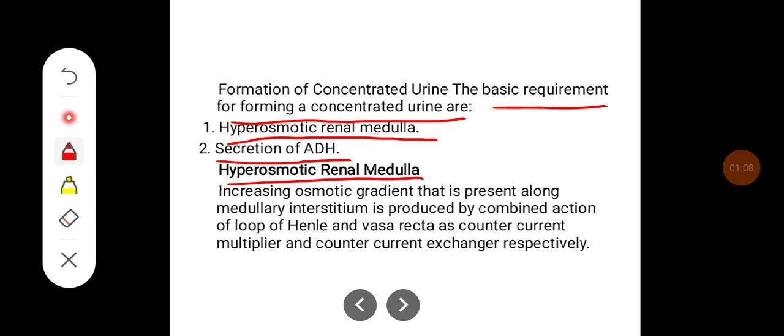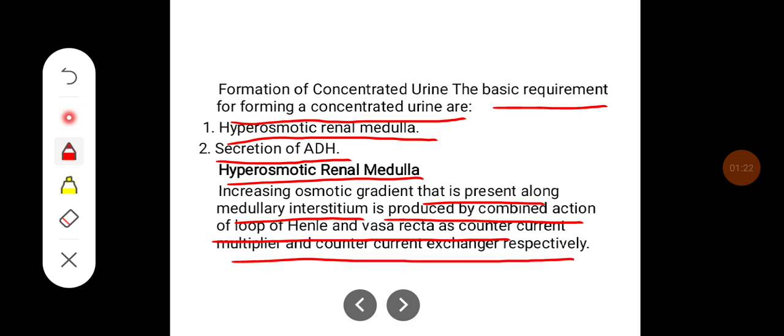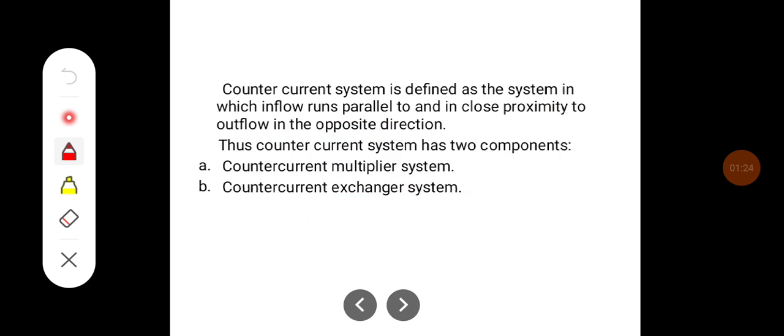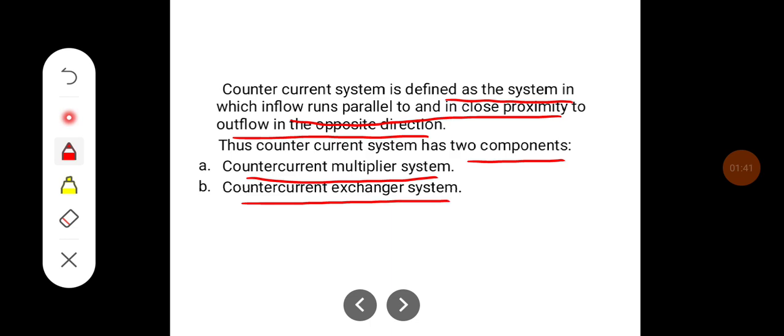Hyperosmotic renal medulla. The increasing osmotic gradient that is present along the medullary interstitium is produced by the combined action of loop of Henle and vasa recta as a countercurrent multiplier and countercurrent exchanger respectively. The countercurrent system is defined as a system in which inflow runs parallel to and in close proximity to outflow in the opposite direction. Thus, the countercurrent system has two components, that is countercurrent multiplier system and countercurrent exchanger system.